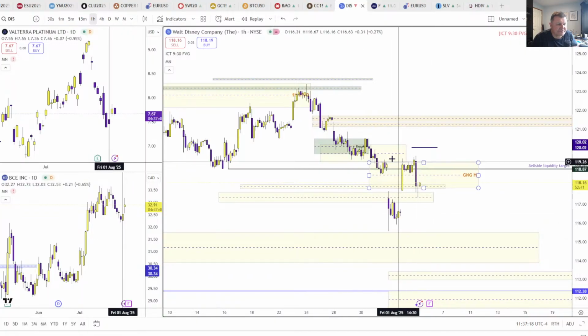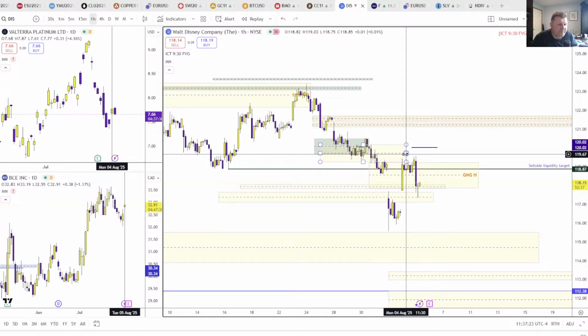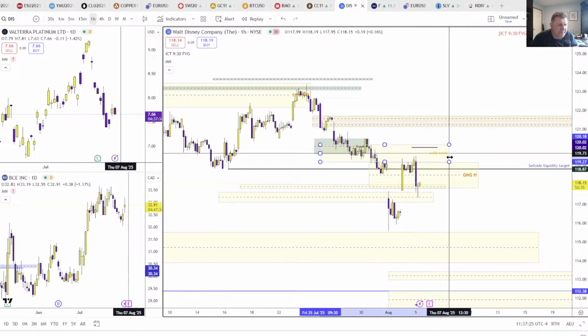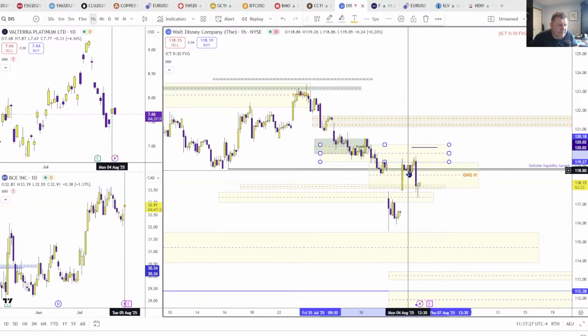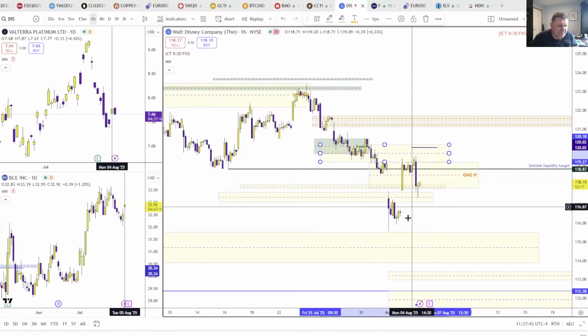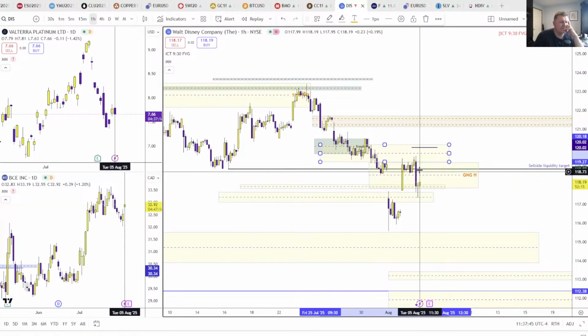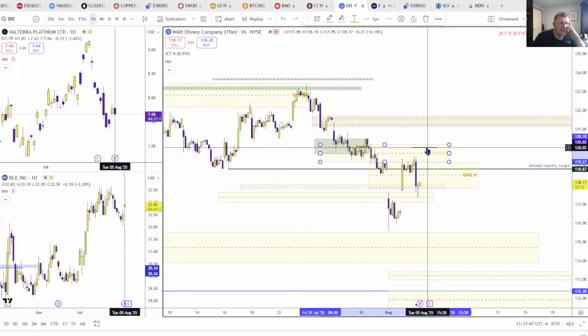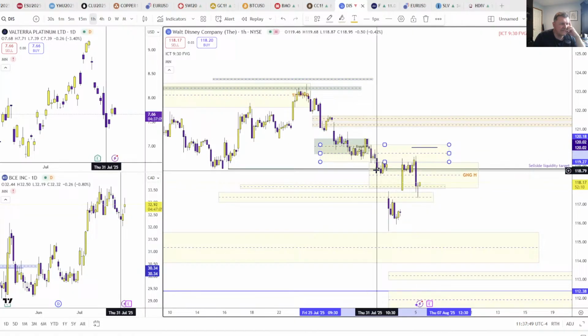Disney. Traded through it. Body popped up above. Traded through the mean threshold of this. Sell side liquidity. You do not want to see that get taken. It did. It literally ran all the way through down to the discount again. So premium box up here. Didn't reach it. Didn't find it.